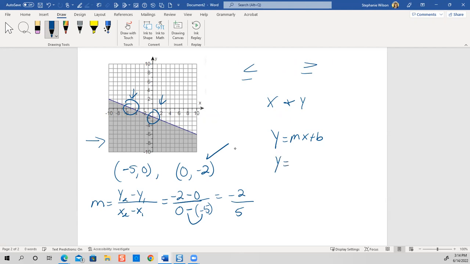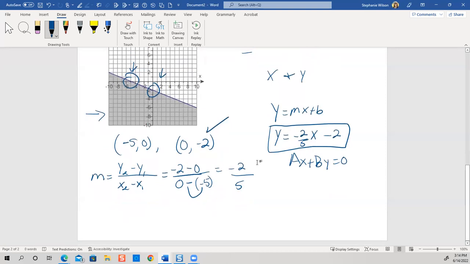So we have y is equal to my slope, which is -2/5, and then I'm going to put the x. And my b, which is my y-intercept, is -2. So I got it written in this format. However, they want it written in this format. Your final answer needs to be in general form. So let's solve for it. What I'm going to do is take that -2/5 x and add it to both sides.